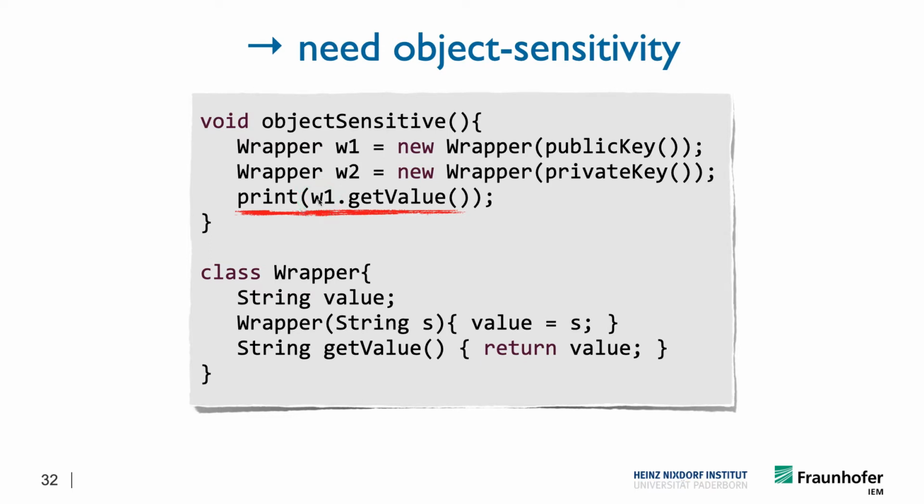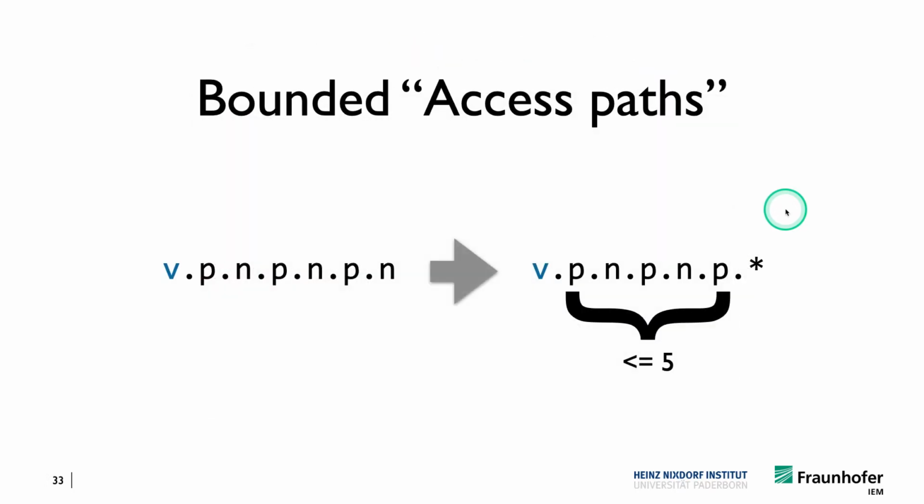But here, in this case, if we were to propagate w1.value, then you would actually obtain this problem that you see here. So we solved this in FlowDroid in particular, not with synchronized pushdown systems because they hadn't been invented yet. Instead we actually chose bounded access paths.